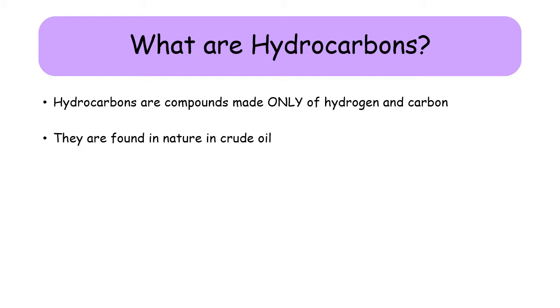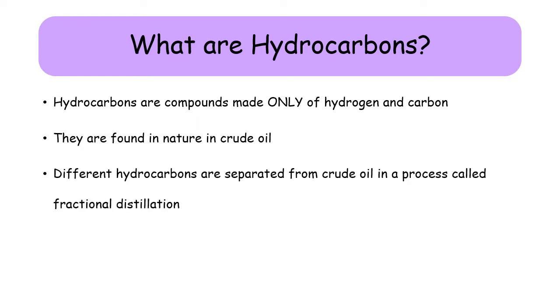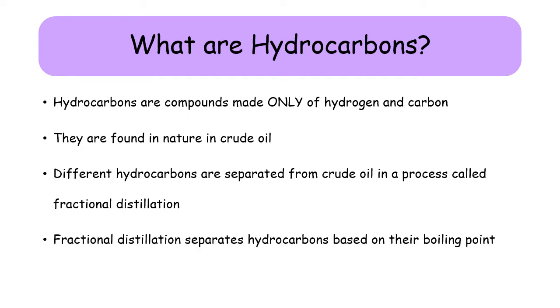They are found in nature in crude oil, and the different hydrocarbons are separated from each other in a process called fractional distillation. So you need to know that term, fractional distillation. What happens during fractional distillation is you have this mixture of all these different hydrocarbons, and each hydrocarbon boils at a different temperature. So if you heat up your crude oil, when each molecule gets to its boiling point, it will evaporate or boil off, leaving all the other ones behind. And you can then collect the hydrocarbons based on the temperature at which they boiled.